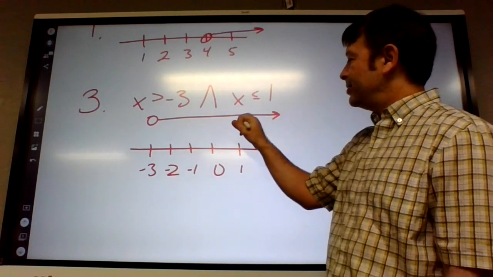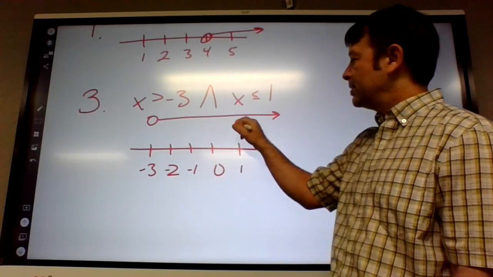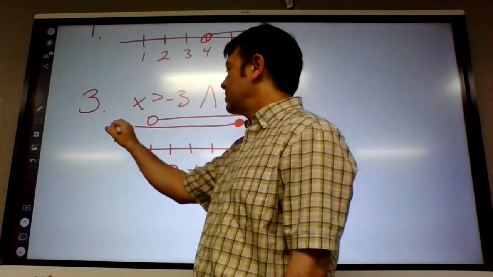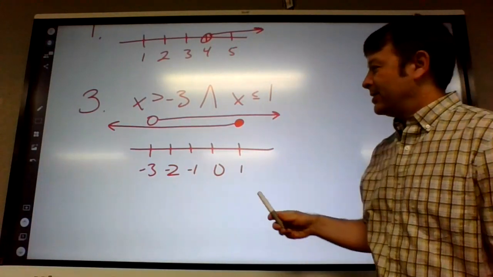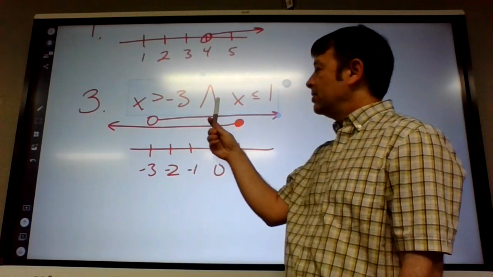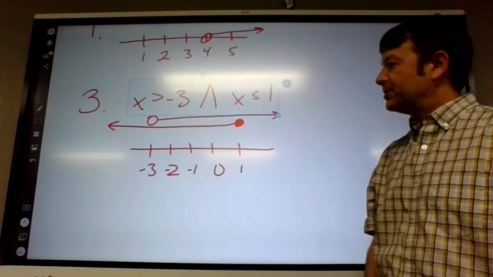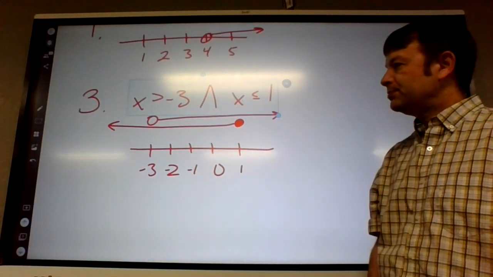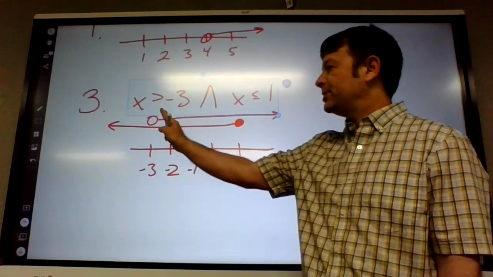x is less than or equal to 1. Closed circle at 1, going less. Can't draw straight lines today. All right. What numbers are greater than negative 3 and less than or equal to 1? Negative 2, negative 1, 0. Yeah, all the numbers in between.